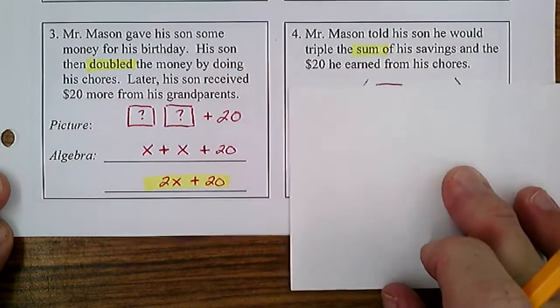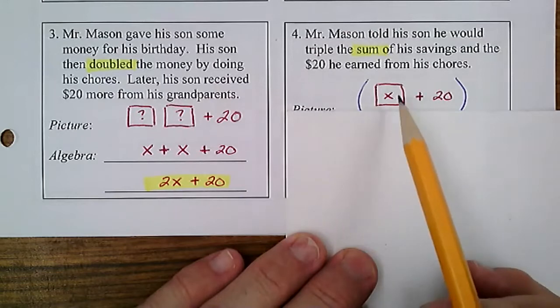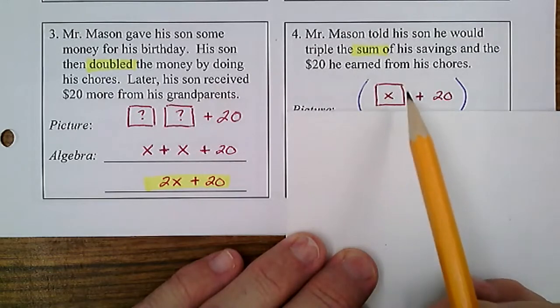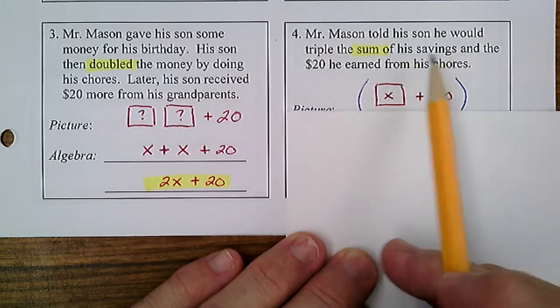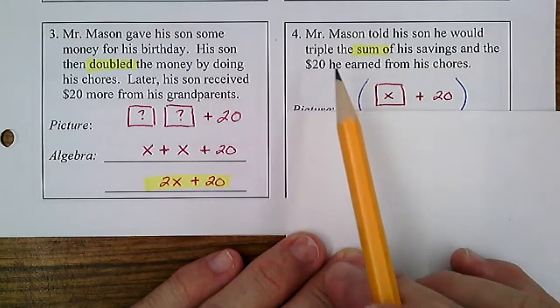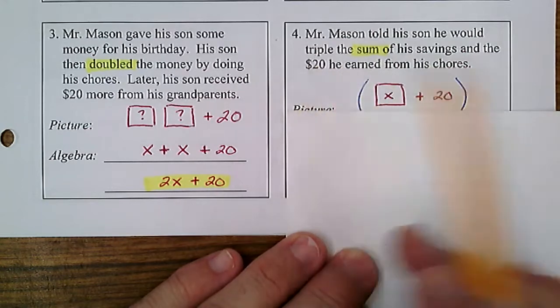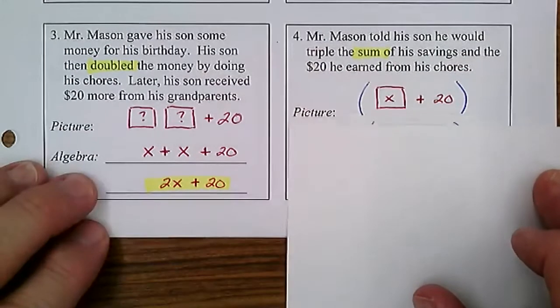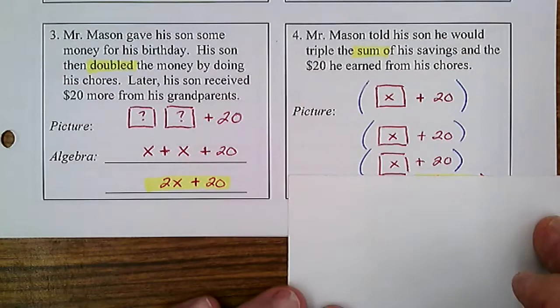Okay, so we have a private party, and at that private party, we've got a certain amount of money. We don't know. We'll just call it X, and then plus 20. The sum of his savings, that was his savings. We don't know how much. And then plus $20 he got for his chores. Now, if it's being tripled, then we need 3 of those. Right? So that's being tripled.